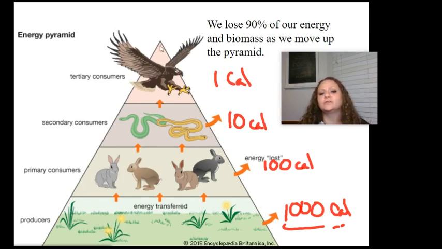This is also why there's so few predators or apex predators compared to the other consumers. If we end up with too many predators, there won't be enough energy or not enough biomass to support them, and we'll actually end up with potentially extinction events.